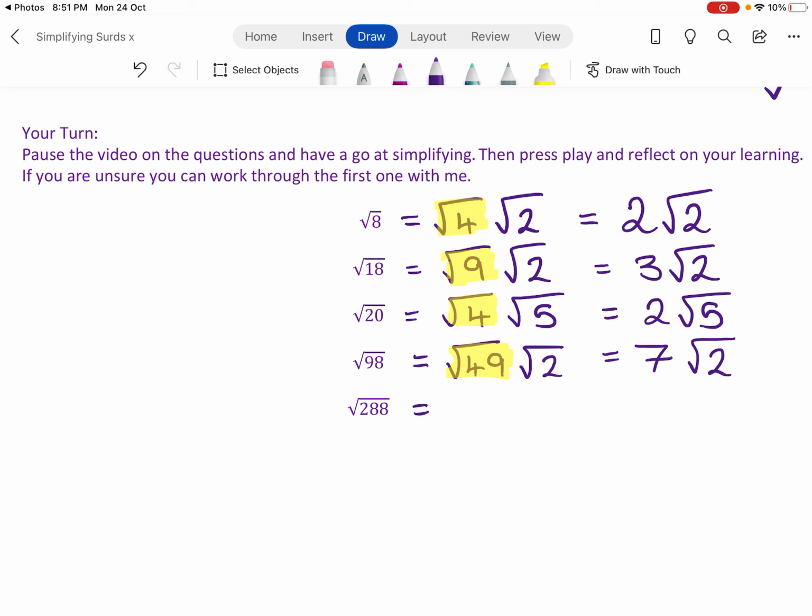And for my last one, although it's a big number, I can see that the square root of 144 and the square root of 2 would work. The square root of 144 is going to give me 12 root 2.